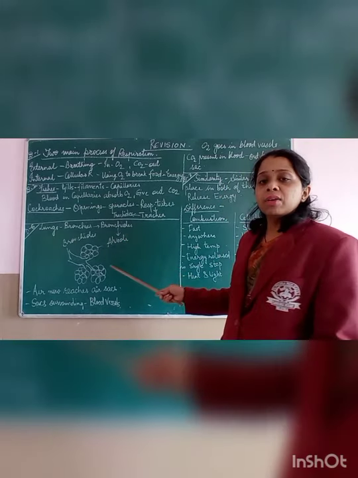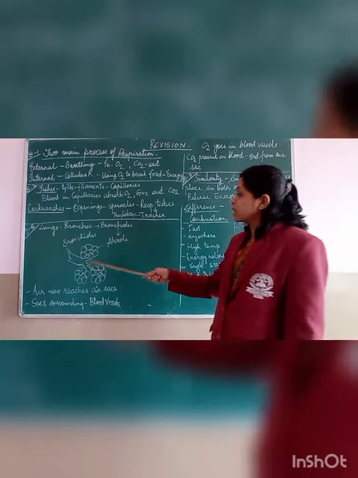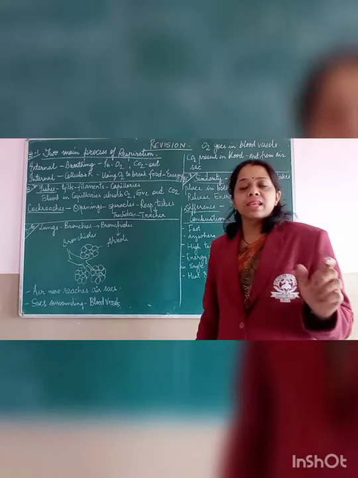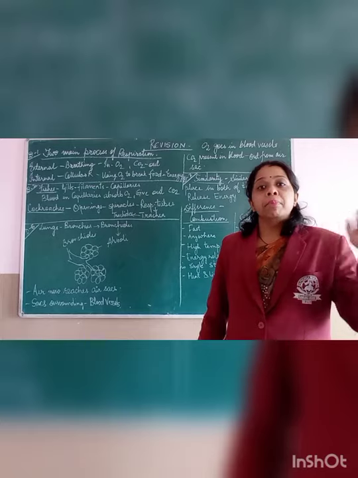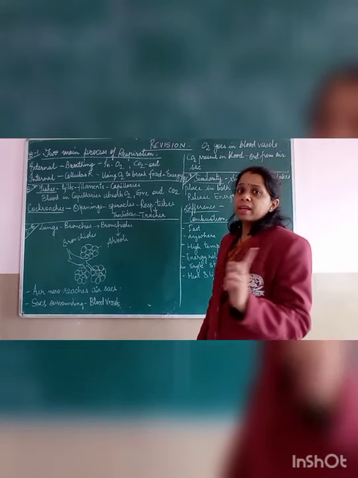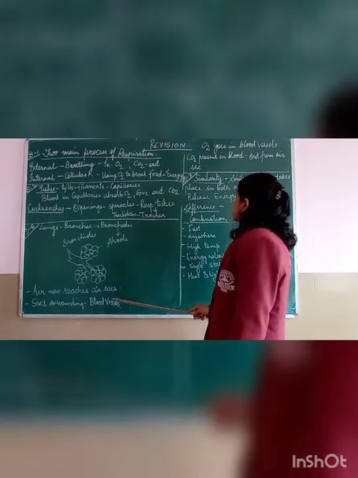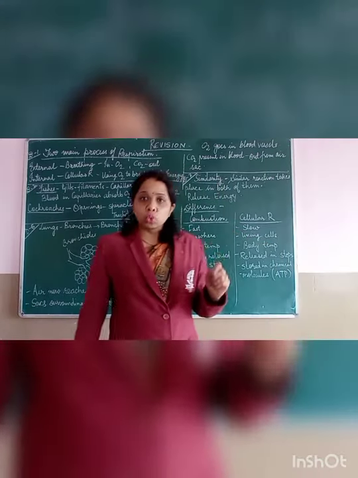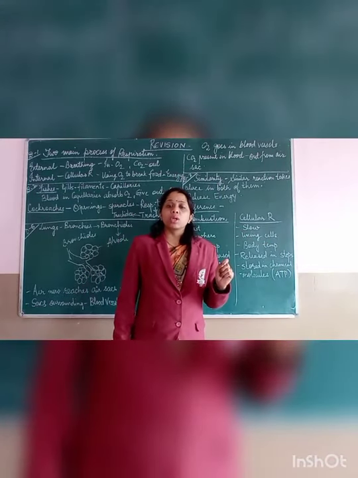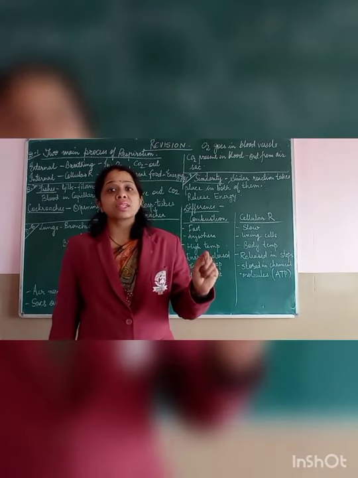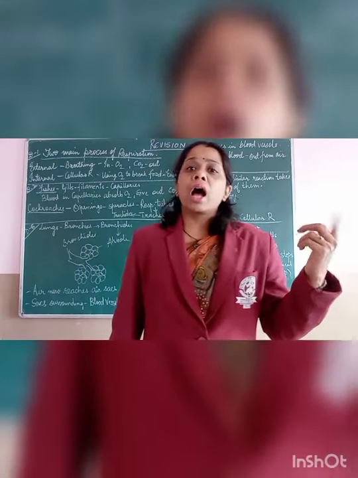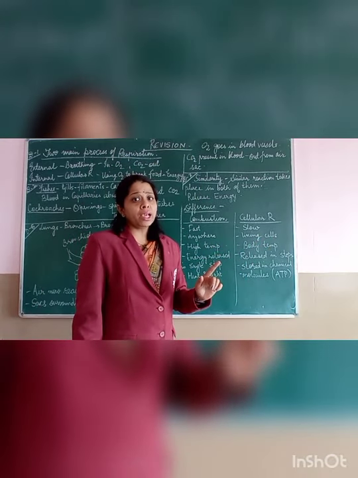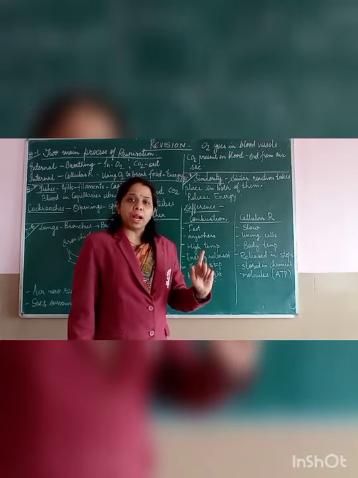So now exactly what will happen? Air will finally reach the air sacs, and these air sacs are surrounded by blood vessels. Surrounding the air sacs, there are many blood vessels. So ultimately the oxygen which is taken in will go into the bronchus, from the bronchus into the bronchioles, and from the bronchioles it will finally reach the alveoli, which are surrounded by blood vessels.